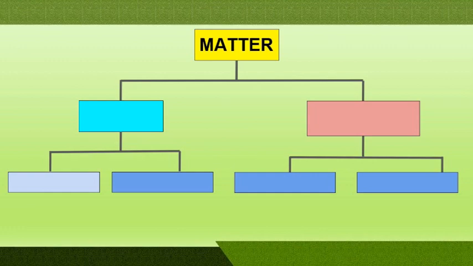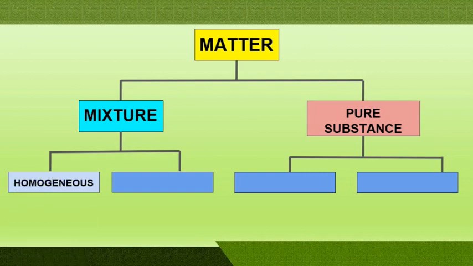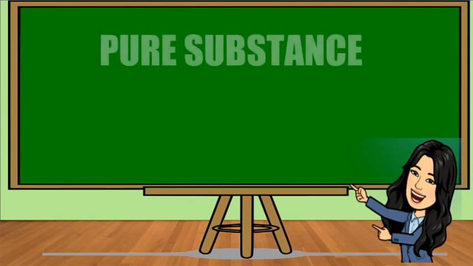Matter is anything that occupies space and has mass. Matter is categorized into pure substance and mixture. The two types of mixture are homogeneous and heterogeneous. On the other hand, the two types of pure substance are elements and compounds. Now, I will explain to you what is pure substance and mixture.